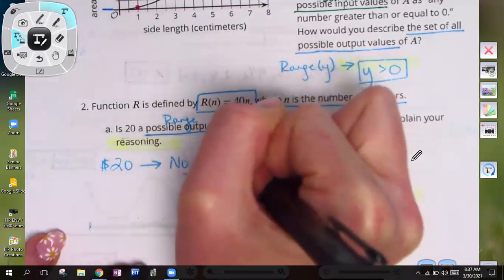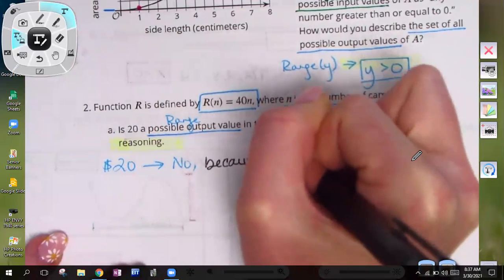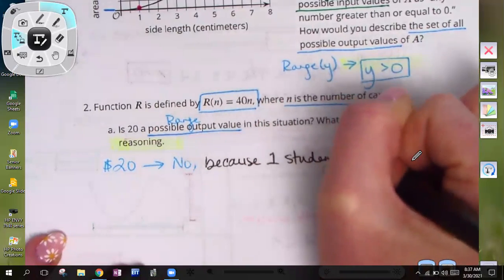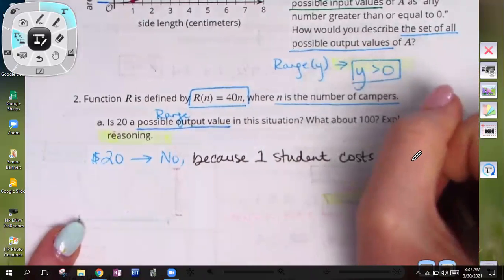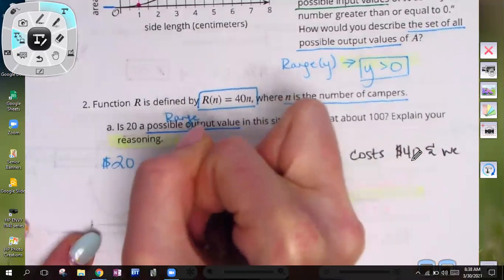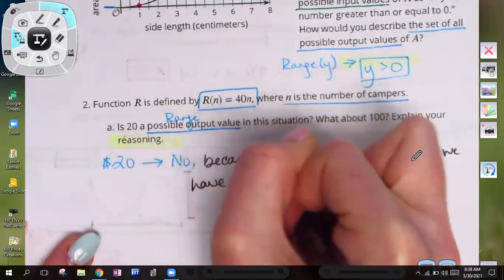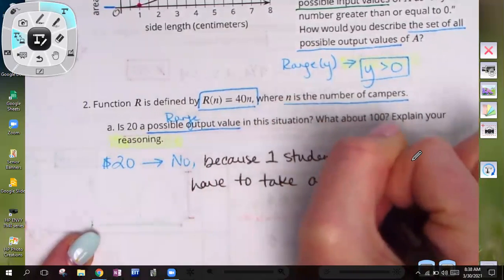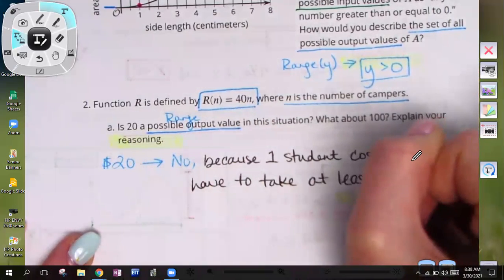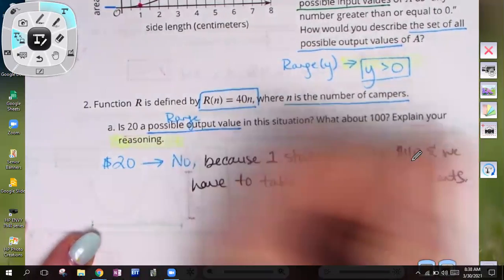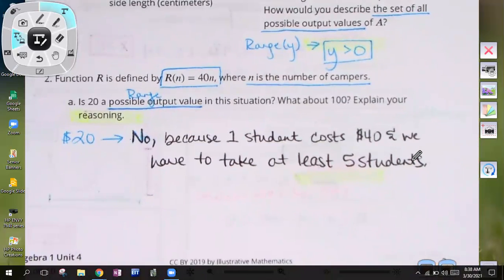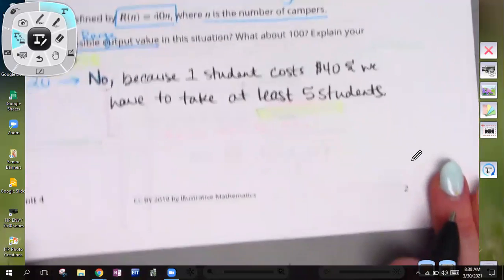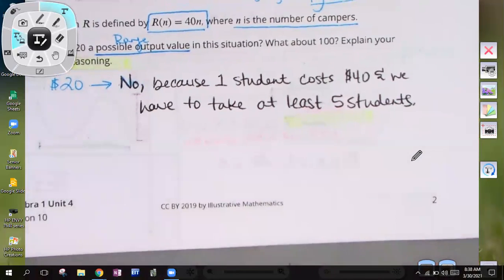Because one student costs $40, and we have to take at least 5 students. Okay, something along those lines, so that when you look back at it later, if you have to, you can know what we're talking about. Next, same question.